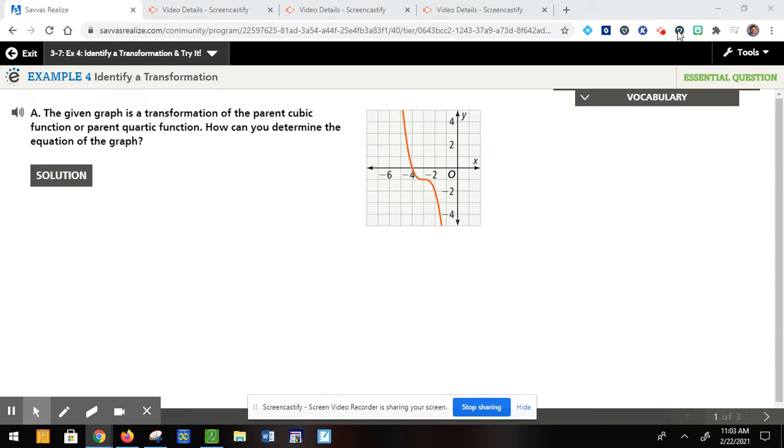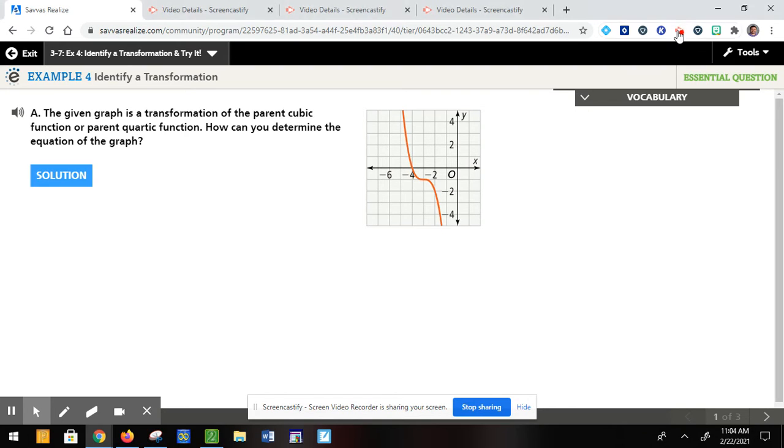Example 4 is essentially the reverse of what we just did in example 3. We're given a graph and we're going to see if we can figure out what the equation is. It says that it's either cubic or quartic. Quartic is degree 4, so that should narrow it down, and it's easy to tell the difference between those two. So how can you determine the equation of the graph?